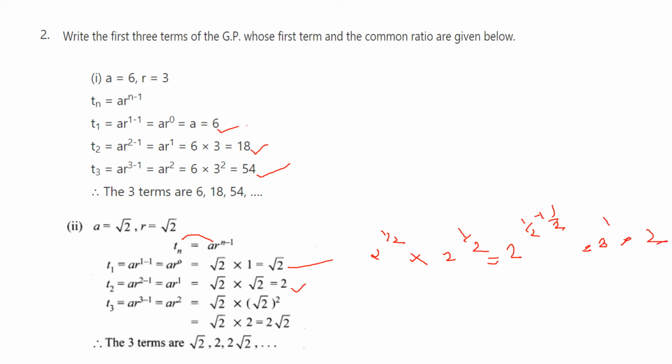Next, T3 equal to A R to the power 3 minus 1, A R squared. So A is root 2, R squared is root 2 squared, already 2. So 2 root 2 is the answer. Therefore the three terms are root 2, 2, 2 root 2.